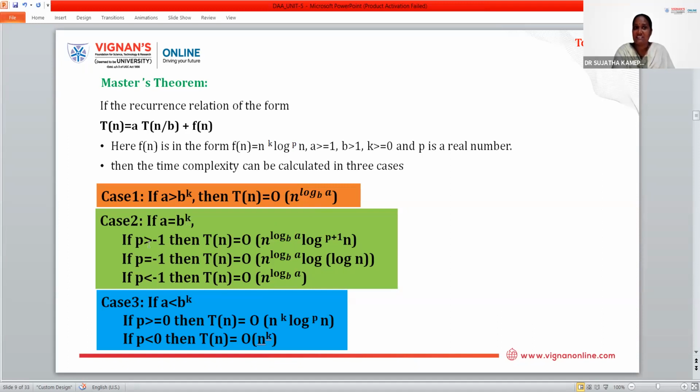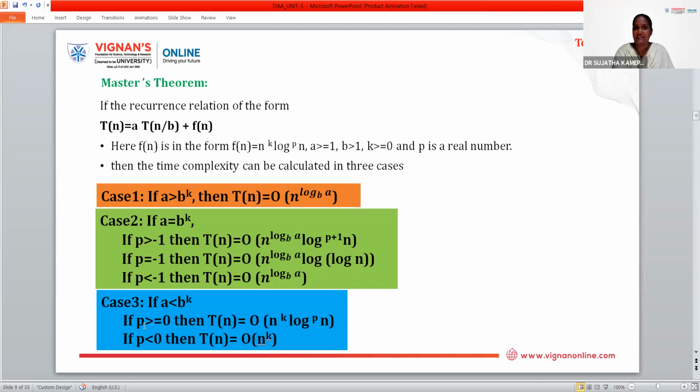In this case, we will check the value of p. If p is greater than -1, then T of n is equal to big O of n power log a base b log power p plus 1 n. If p is equal to -1, in this case, T of n is equal to big O of n power log a base b log of log n. If p is less than -1, then T of n is equal to big O of n power log a base b. Now, case 3: if a is less than b power k.